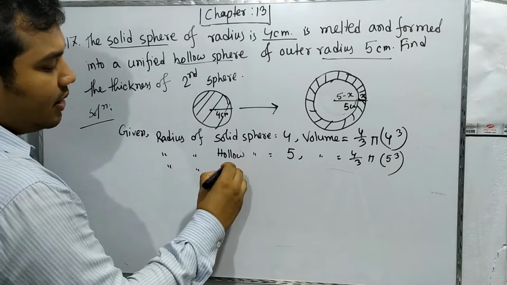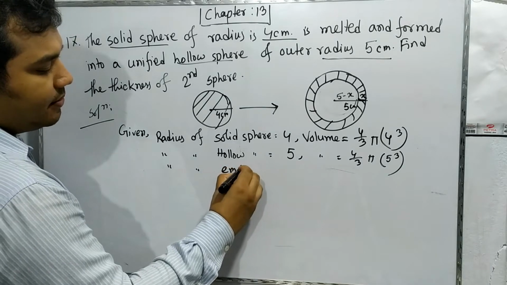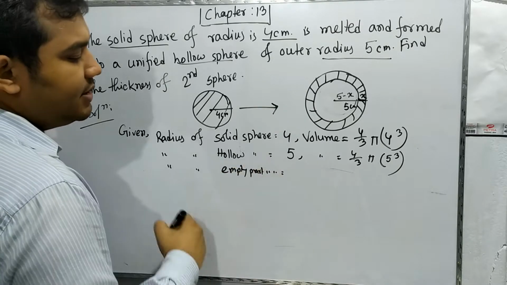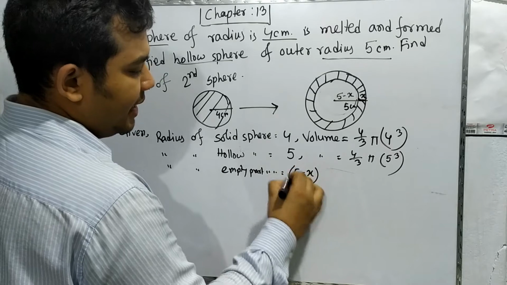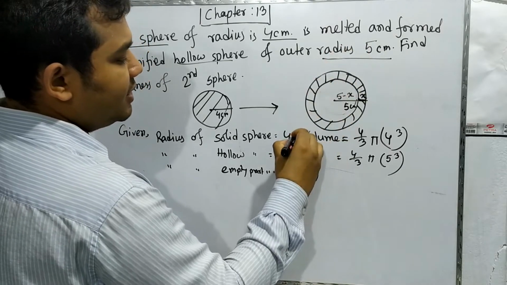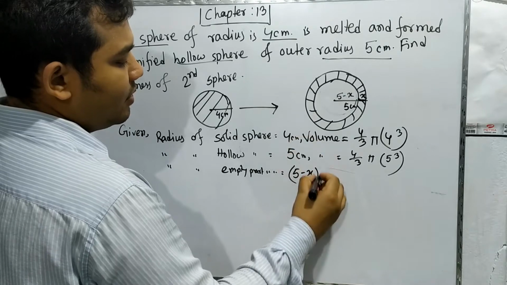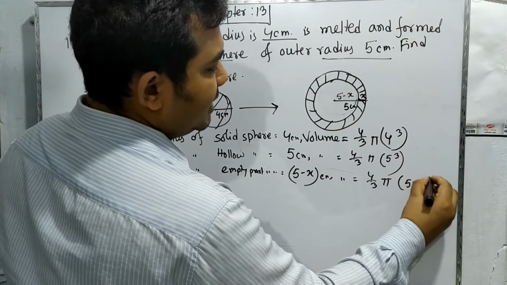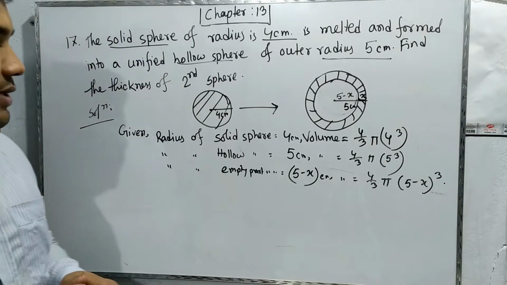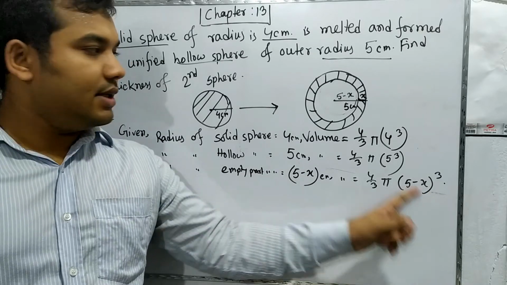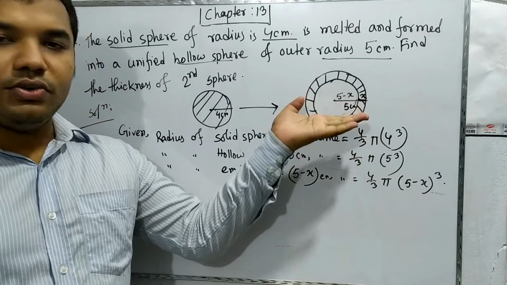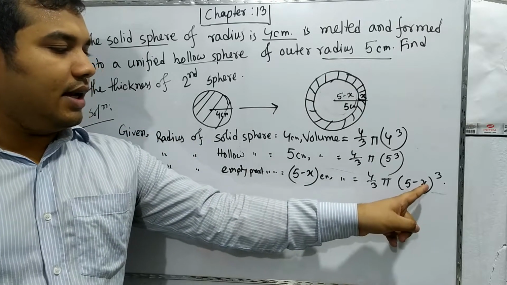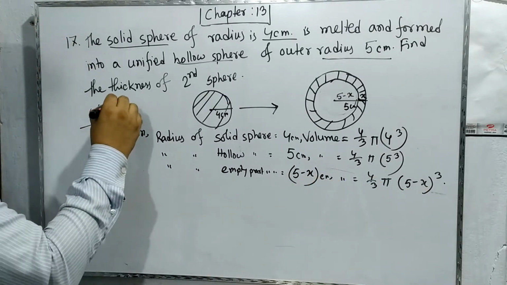The radius of the empty part of the hollow sphere is 5 minus x. These are all centimeters, so the volume will be 4 by 3 pi into 5 minus x whole cube. Maybe one question arises in your mind, where did we get the x from? Here the figure shows that this is x, but in our question and solution part, there is no indication of x. That's why we have to indicate it.